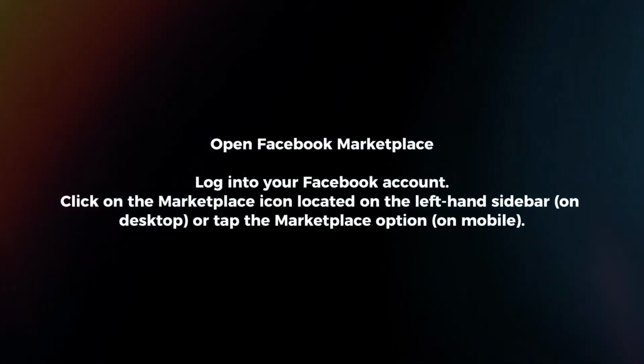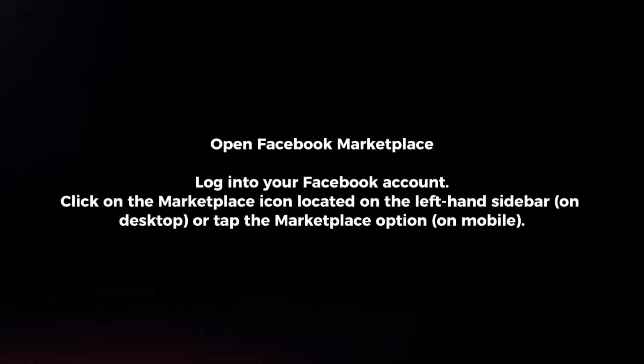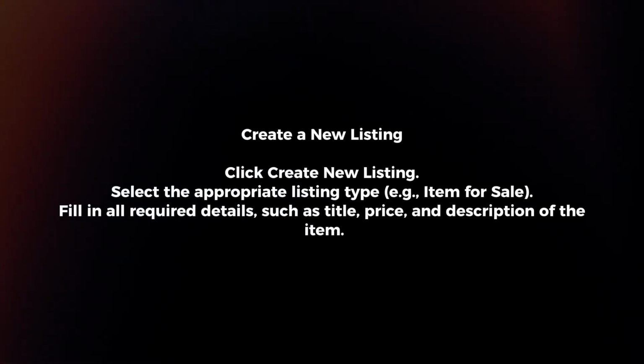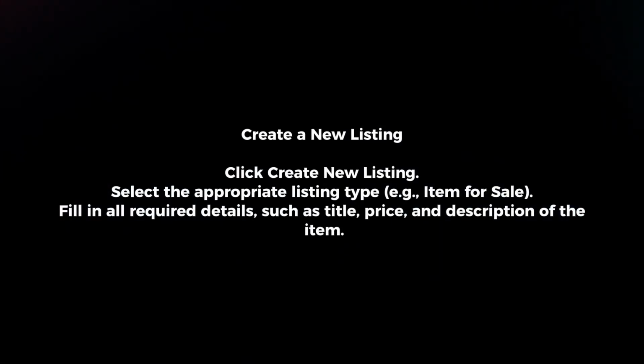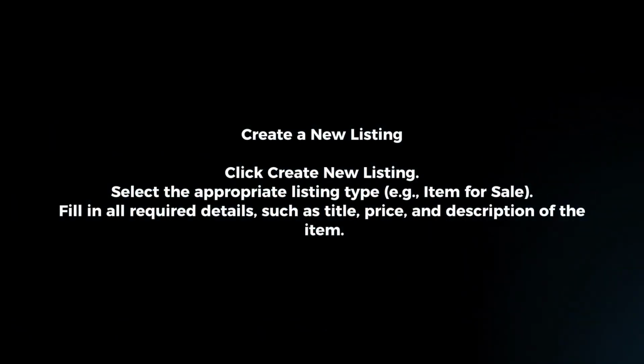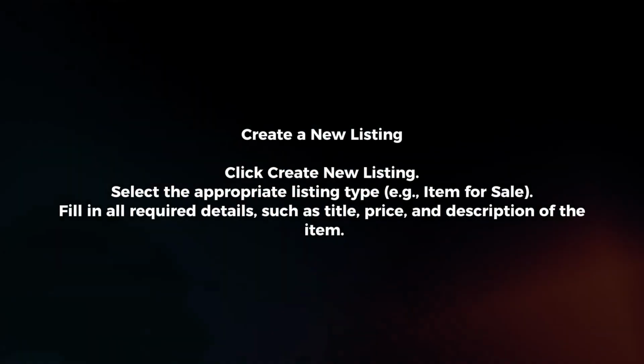Click on the Marketplace icon located on the left-hand sidebar or tap the Marketplace option. Create a new listing. Click Create New Listing. Select the appropriate listing type. Fill in all required details such as title, price, and description of the item.